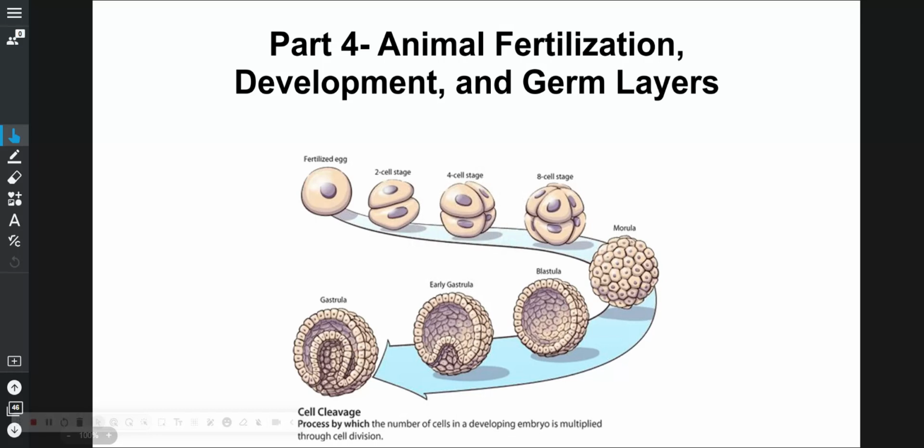Okay, class, this is the last of the animal notes for this week. This is part 4, animal fertilization, development, and germ layers. This is one of the shortest sections of notes, but probably one that you will find you're least familiar with. There's a lot of new vocabulary in this chapter.